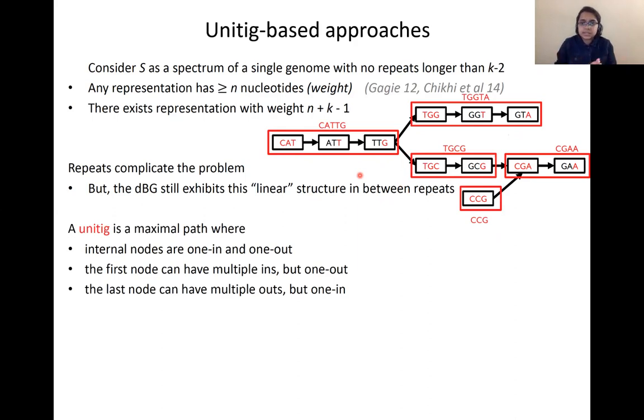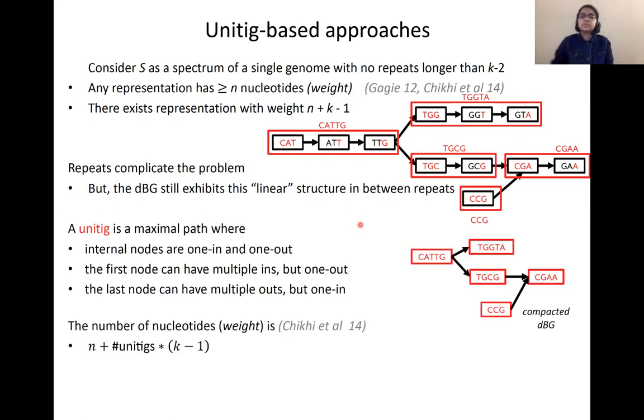They are called unitigs. To formally define a unitig, a unitig is a maximal path where the internal nodes are one in and one out. The first node in the path can have multiple ins, but one out at most. The last node in the path can have multiple outs, but one in at most. So you can see that following the same process as before, we can spell out each of these paths to have a small weight representation of the k-mer set.